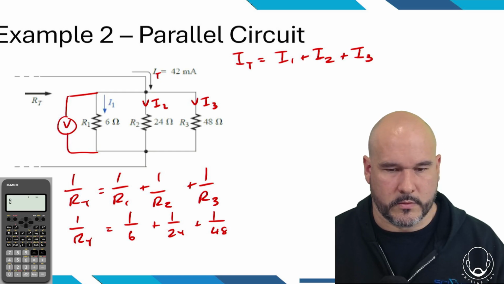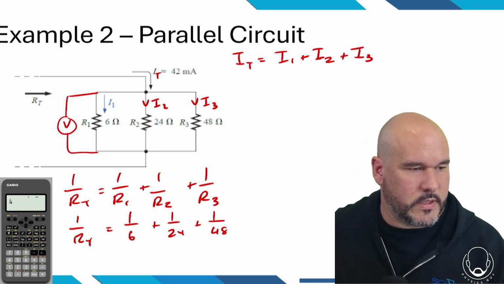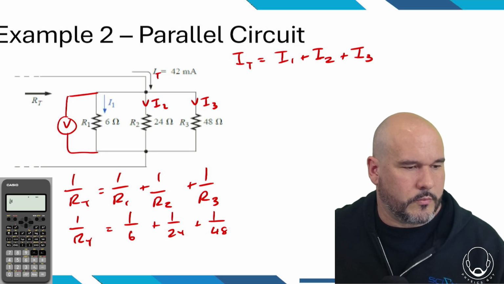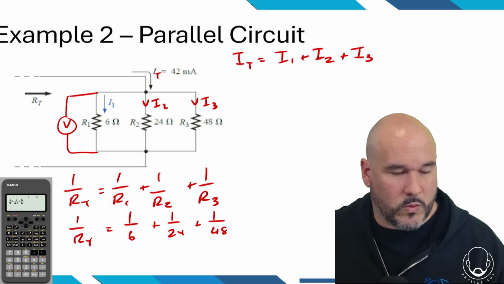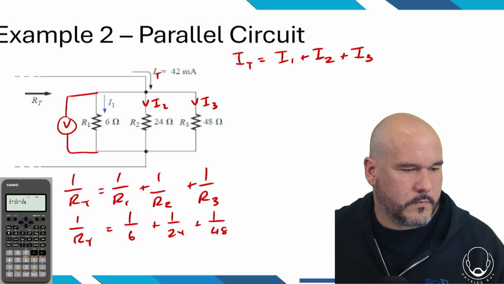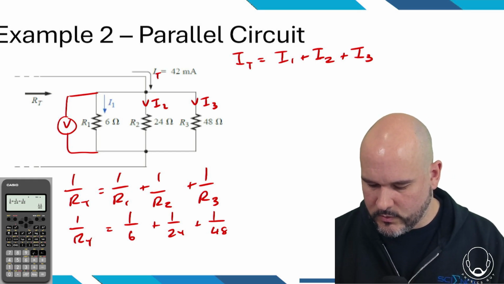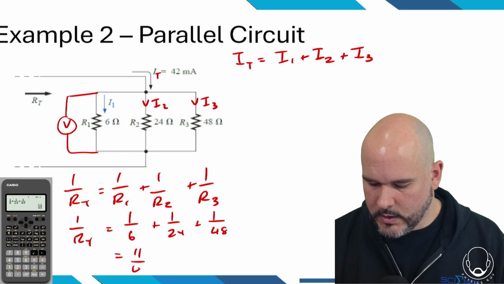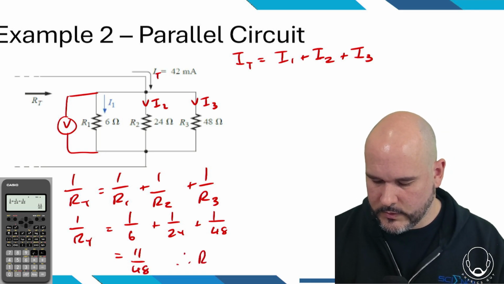So I'm going to do this. 1 on 6, and then plus 1 on 24, plus 1 on 48, is 11 on 48. So 1 on RT is 11 on 48. And don't forget to flip. Therefore RT is 48 on 11.